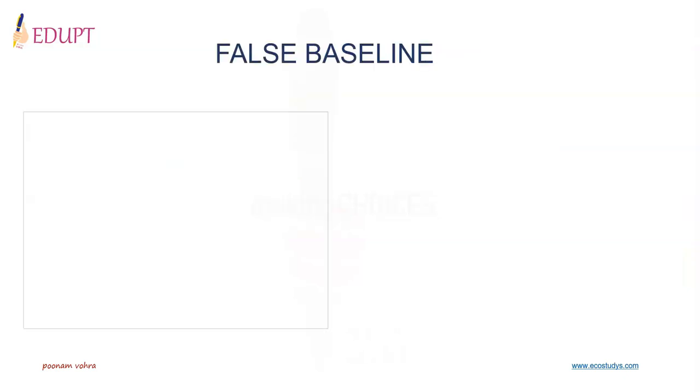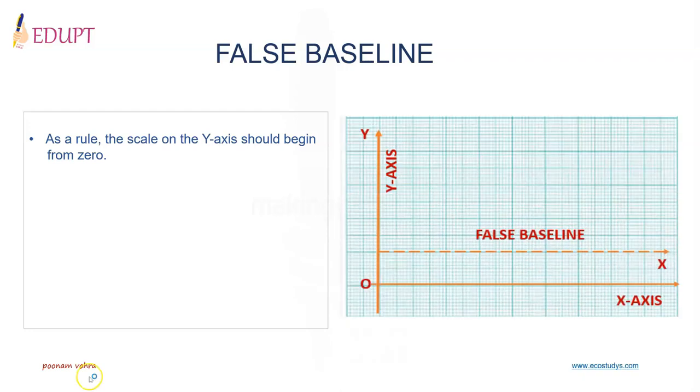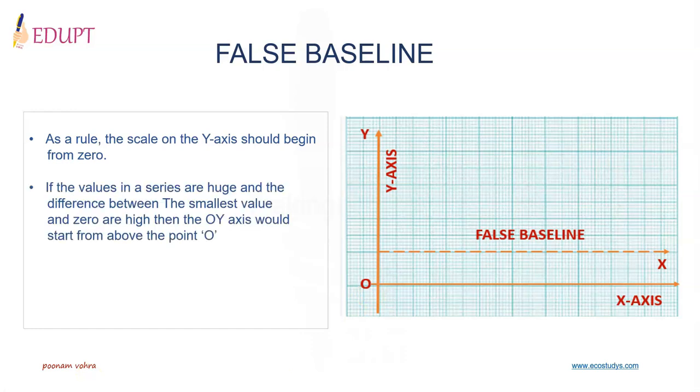Now let us understand about the false baseline. As a rule, the scale on y-axis should begin from 0. That everyone knows. Like this, it is shown here on the graph paper, beginning with 0. But if the values in a series are huge and the difference between the smallest value and 0 is very high, then y-axis would start from above the point O.